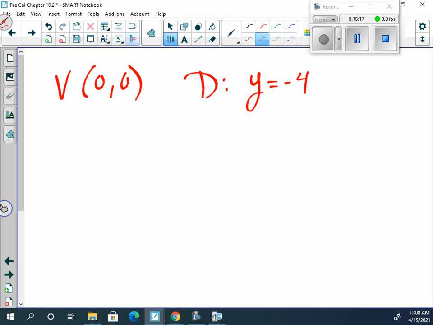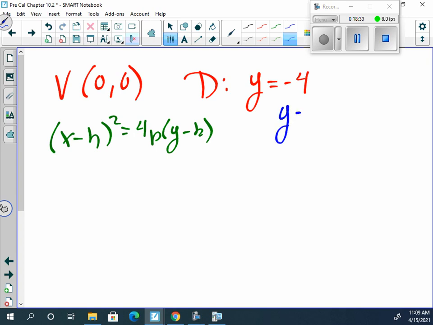Because the directrix kind of gives it away. When the directrix is y equals, we're using our x minus h squared is equal to 4p times y minus k. And it tells us the directrix is equal to y is equal to k minus p. Well, I know from the starting equation that k is 0 because the vertex is at 0.